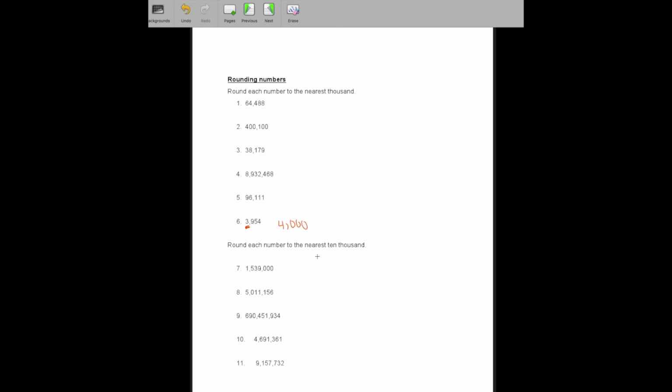Round each number to the nearest 10,000. So we're going to underline the 10,000s place and look at the number over. 7 is greater than 5, so we round up.